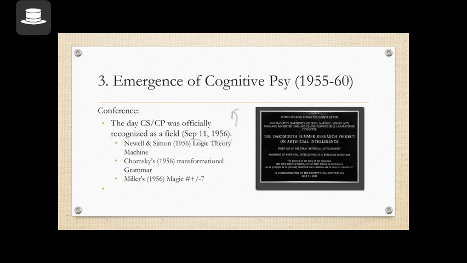The three presentations are Newell and Simon's logic theory machine, Chomsky's transformational grammar, and Miller's magic number plus or minus 2. Newell and Simon's idea was that humans and any intelligently behaving system are similar. In other words, any two systems that behave intelligently, including computers and humans, do so because they have the capacity to store and manipulate symbols.